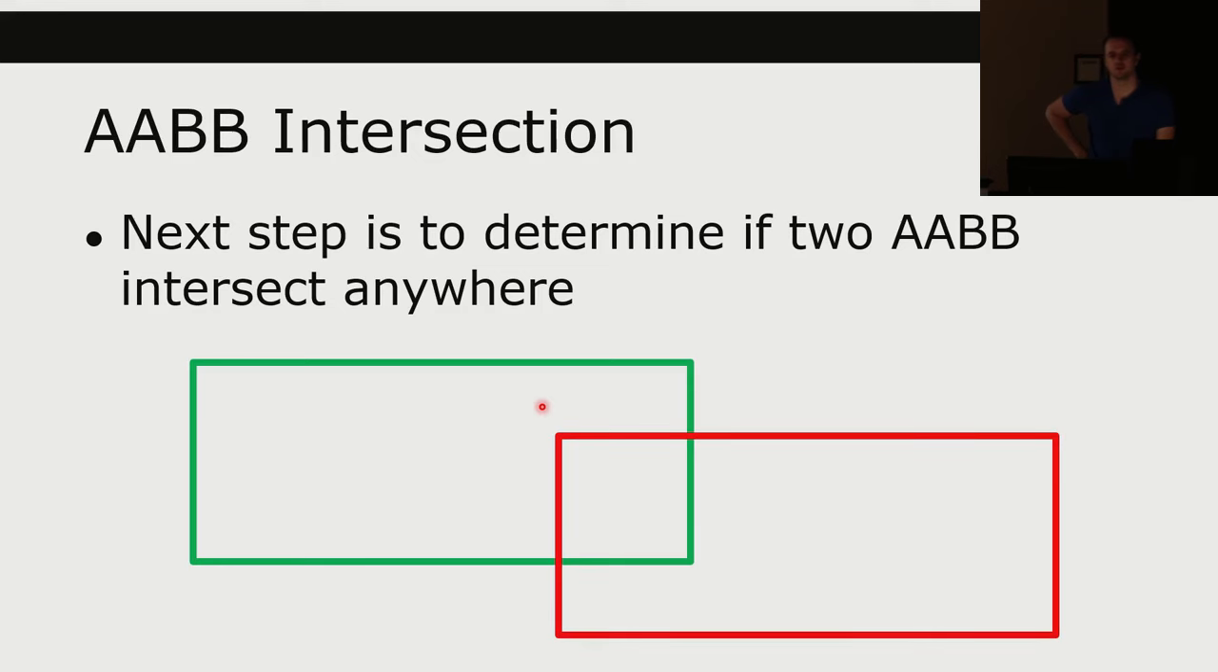Can anyone see a case where that may not work? One rectangle is entirely contained in another. Exactly, right? So we can't just check to see if the line segments intersect because, as you said, if this red rectangle was entirely within the other one, then none of the line segments would intersect. And so that algorithm doesn't work, so we can't use that one.